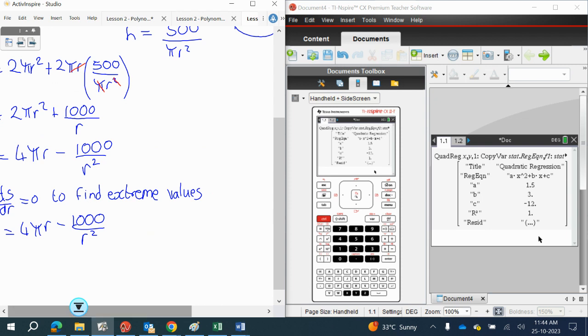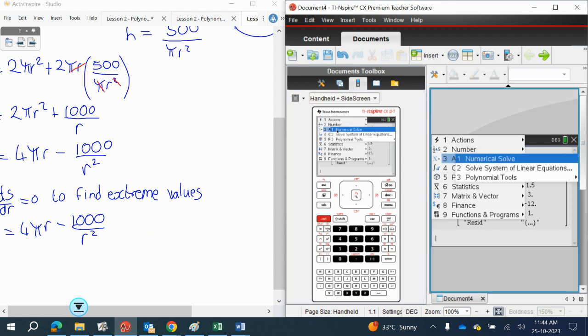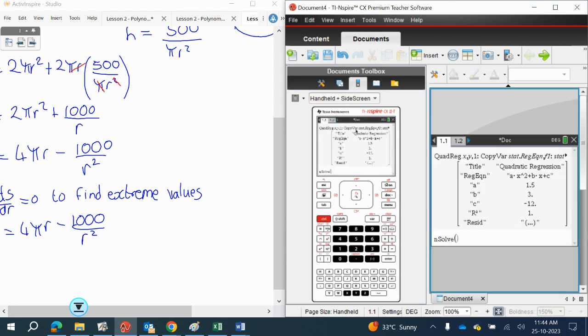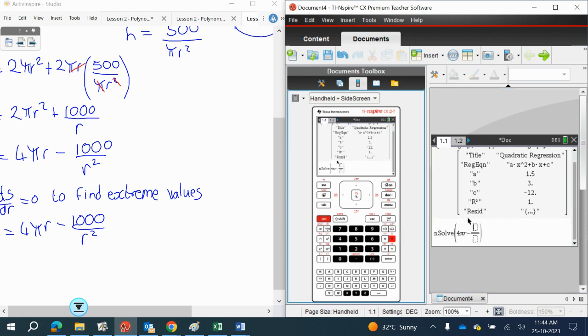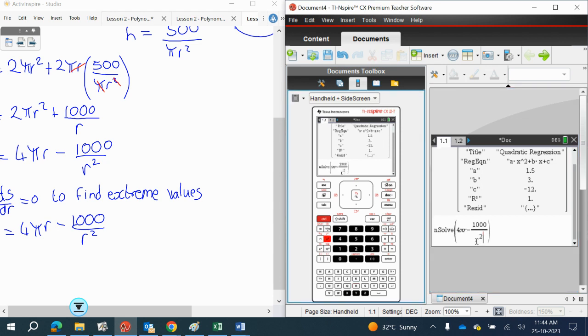Okay, let's have a go at solving. I'm just going to try and N-Solve. 4.3, did you say? Let me see how it works. 4πr equals 1,000 over r squared. Let me do that in a minute.